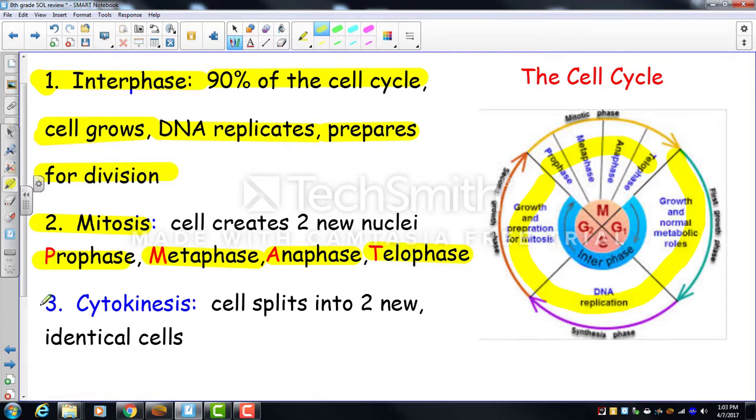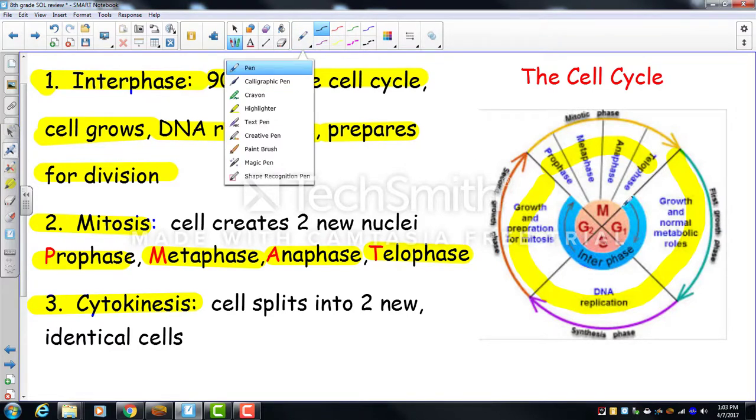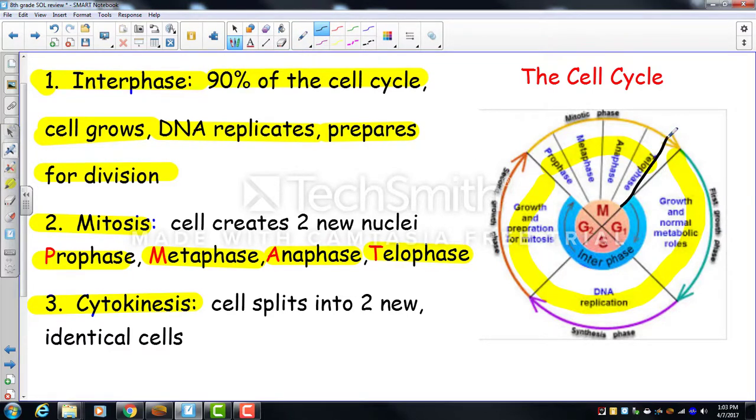And then finally, the last stage of the cell cycle is very brief. It's not even on this pie chart, and it should be. We'll draw a little line where it should be. It's so brief. This would be cytokinesis, right there. Let me draw an arrow to it. You can put that on your paper.